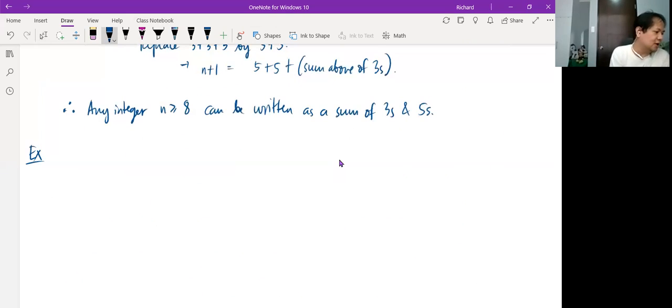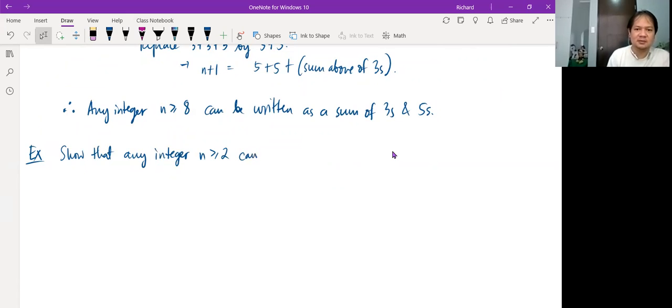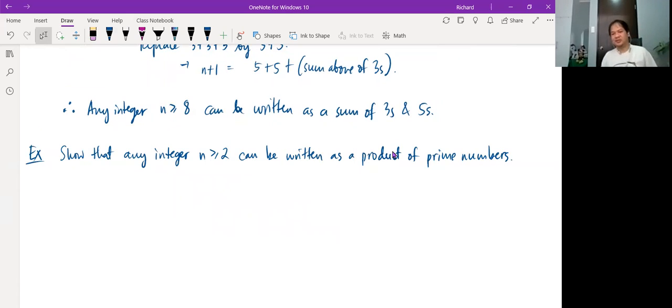One other: show that any integer n greater than or equal to 2 can be written as a product of prime numbers.